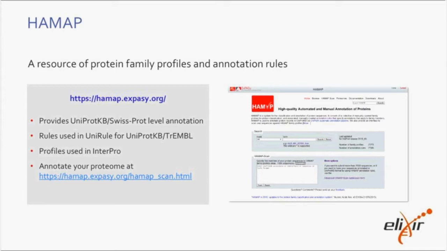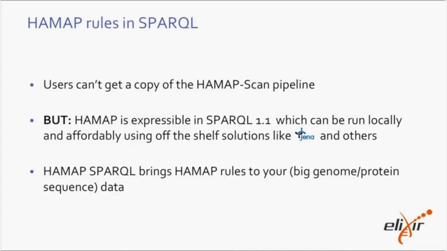We also provide an annotation service at our website here, for which I give the URL, where you can annotate your proteome. So if you have a proteome in FASTA format or a variety of other formats, you can paste that into the box at our website or upload the file and get it scanned and annotated in Swiss-Prot format, if you like. Now, although we provide a web-based annotation service, we don't actually provide third-party users with a copy of the pipeline to do HAMAP annotation.